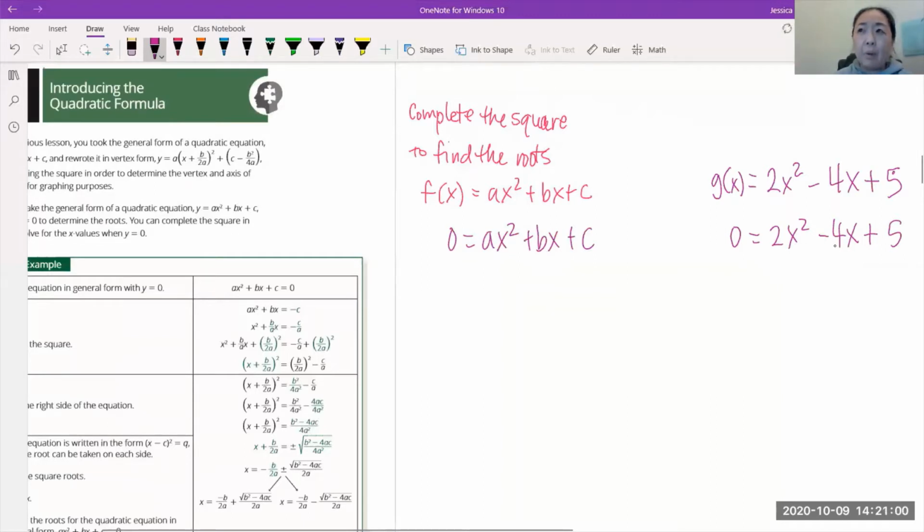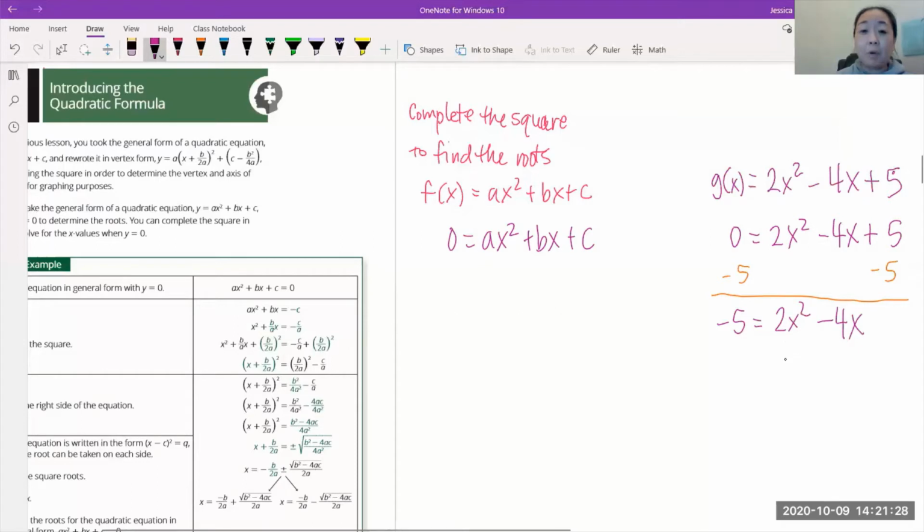Remember, we want to just get the 2x squared minus 4x, right? So we've got to get rid of this plus 5, right? So we're going to subtract 5 here, subtract 5 here. Okay, and then I have negative 5 is equal to 2x squared minus 4x. Okay, so far so good.